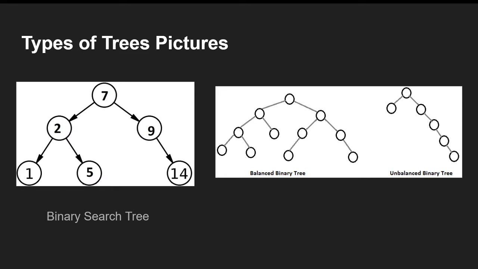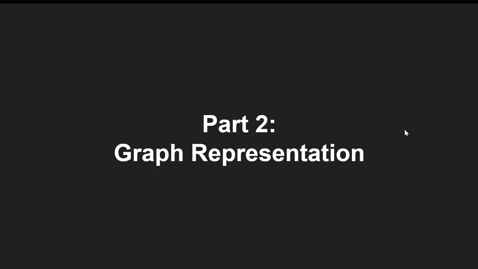This is very useful for some operations. And then also we have a balanced binary tree. Just generally, as you can see here, the heights between these two only differ by 1. And then this is an unbalanced binary tree, as you can see. This is just nice to know, the general concept. As you can see, this is generally balanced, and this is generally very unbalanced. All right, let's get into part 2, graph representation.